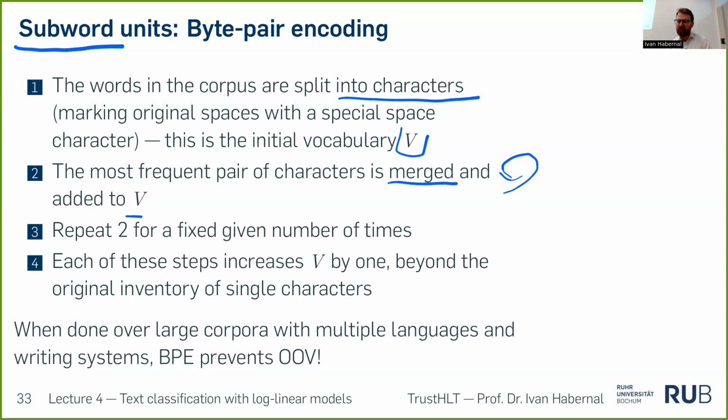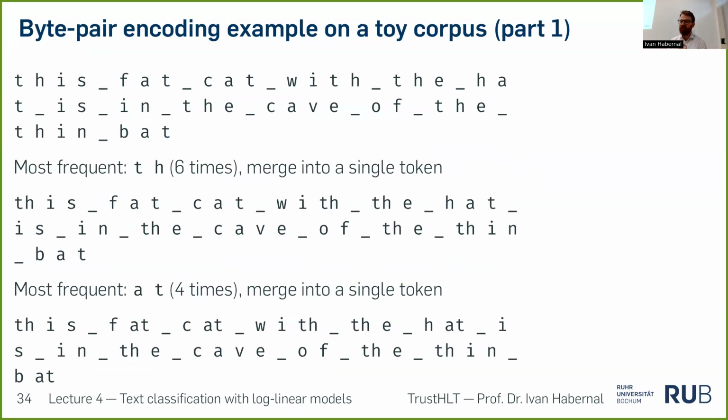When we do this over a large corpus, maybe with multiple languages, byte pair encoding actually prevents out-of-vocabulary words, because we can represent every word in the language. In the worst case it will be a bunch of characters, but maybe it will be a bunch of subtokens. There's an example in the next slide, which we'll go through, and it will be pretty clear.